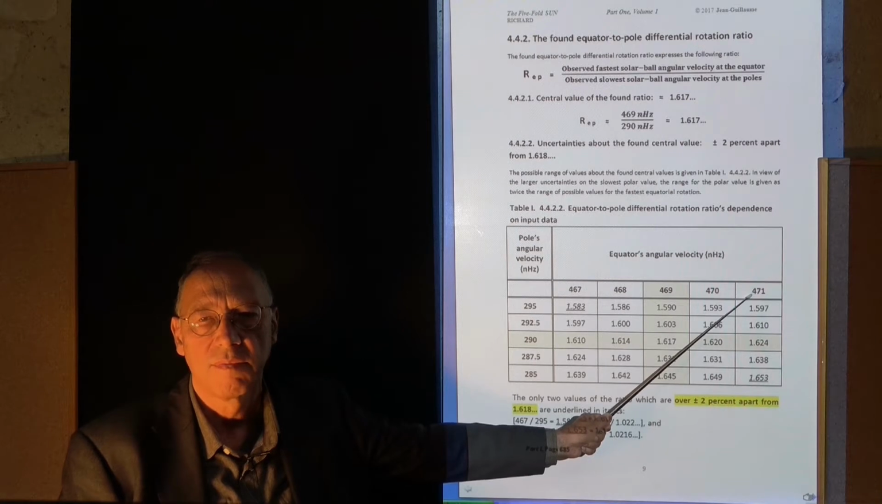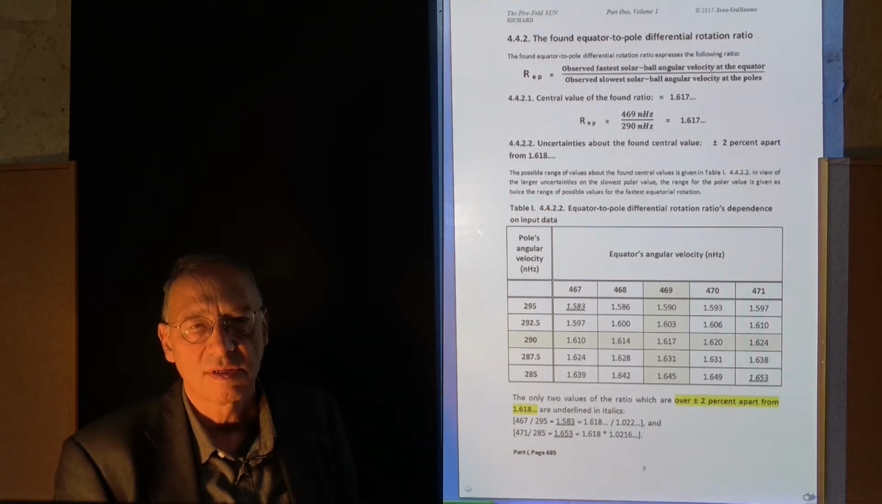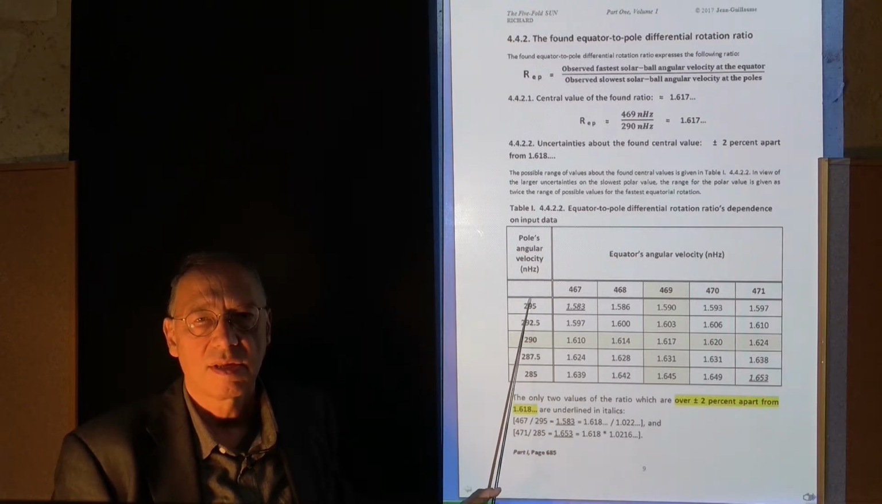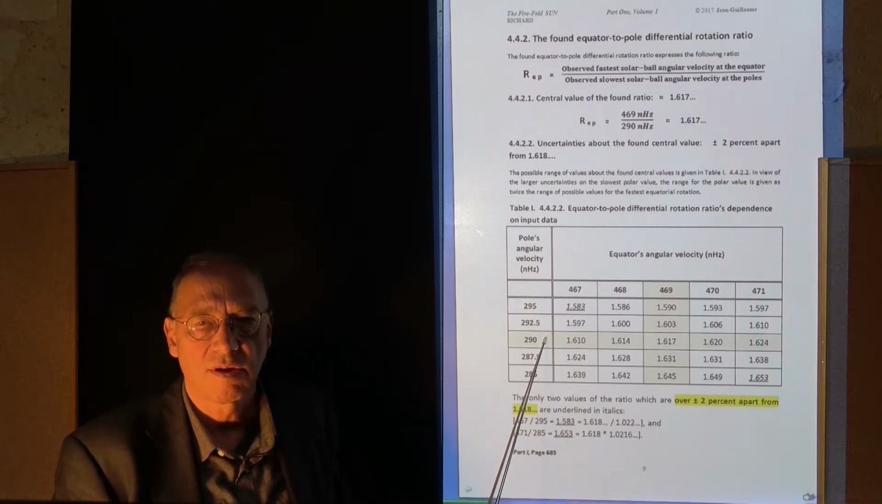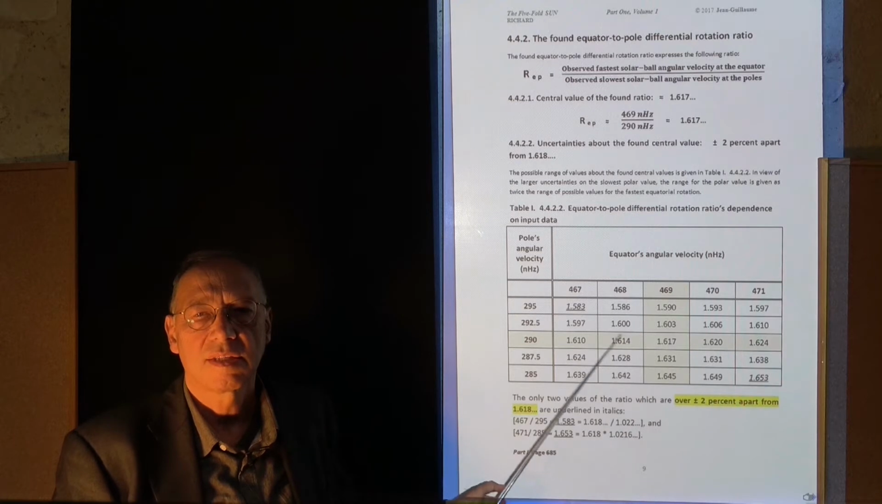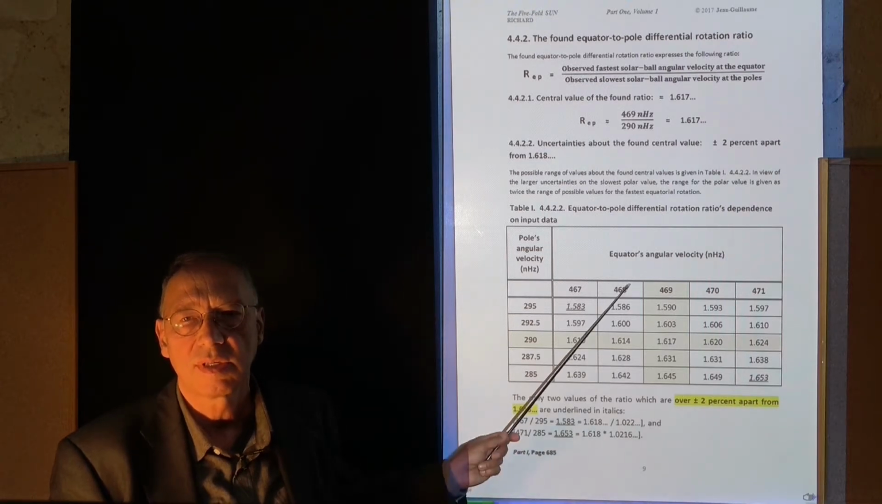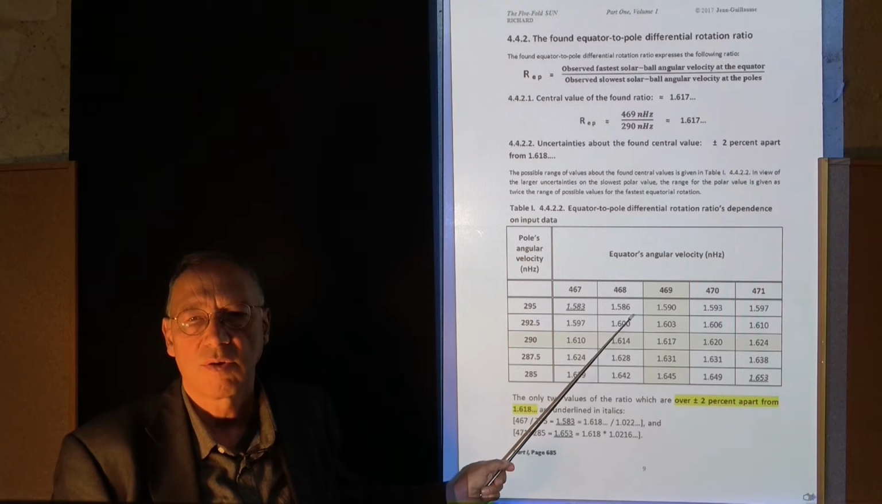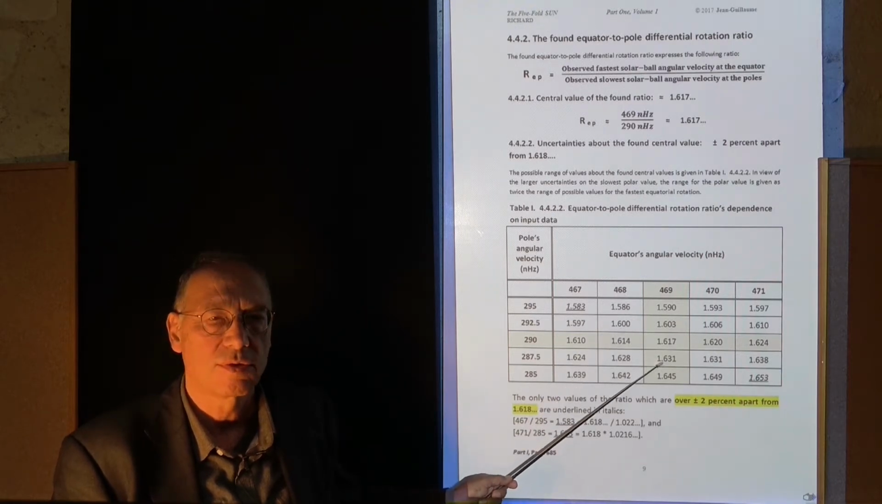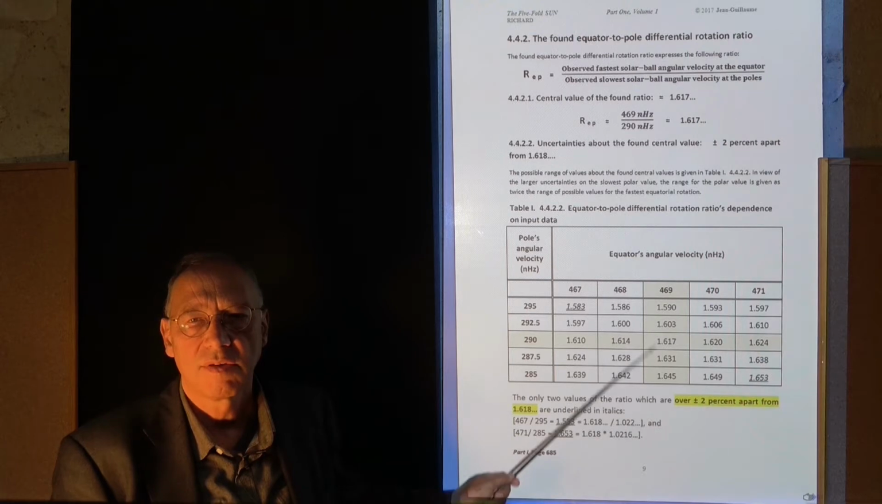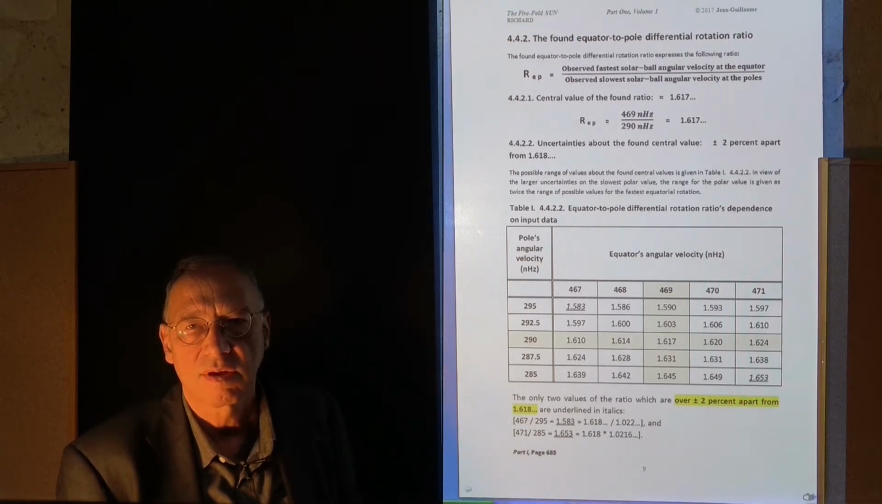So we can also do a sensitivity analysis of this result with the various stated values for the fastest angular velocity in the equatorial region as stated in the literature, and the same for the polar regions, the slowest angular velocity. And we find that all but two of these cases amount to a ratio of 1.618 plus or minus at most 2%. Only two of these values are out of this very narrow bound.